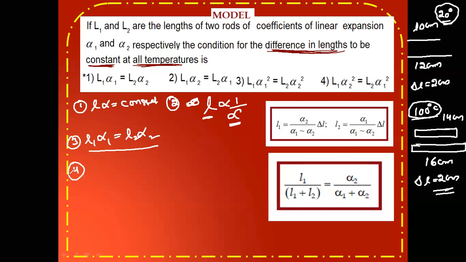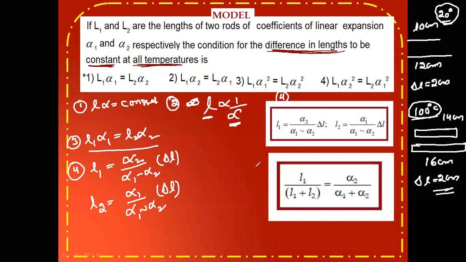And the fourth point is how to calculate the value of L1 and L2. It is easy to remember also without the confusion. Here, L and alpha are inversely proportional. So if I want to find out the L1 value, you just take alpha 2 by alpha 1 minus alpha 2, into delta L. Similarly, if I am calculating the value of L2, you can take it as alpha 1 by alpha 1 minus alpha 2, into delta L.